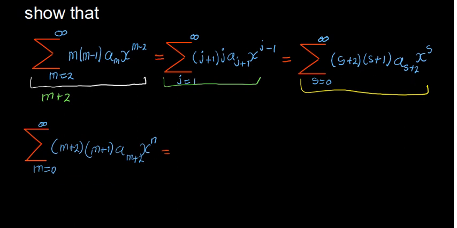How are they equal to each other? I have m plus 2, I have s plus 2. I have m plus 1, I have s plus 1. I have a sub s plus 2. Here I have a sub m plus 2. Then, oh, this is supposed to be m, like that. I have x to the power m, same as x to the power s there. So now let's look at the middle part.